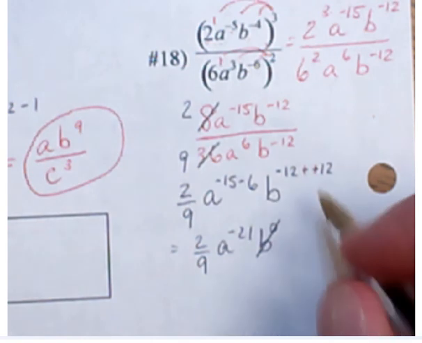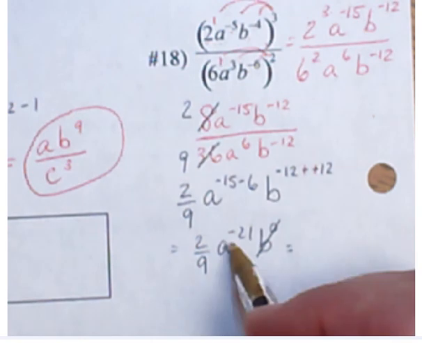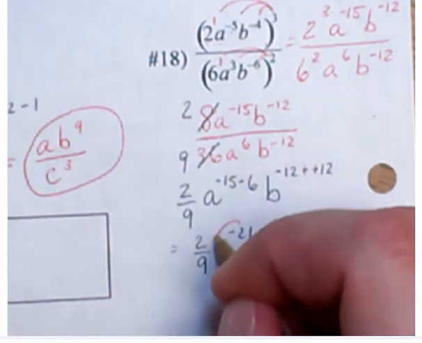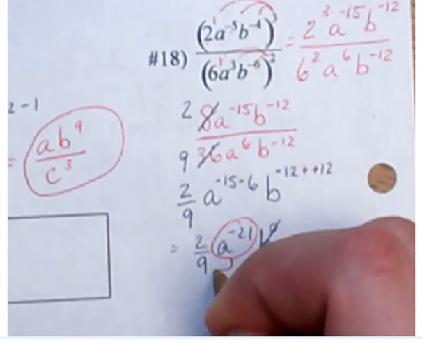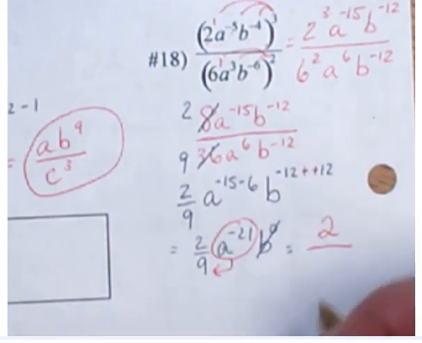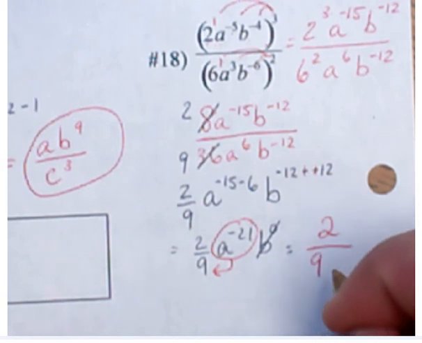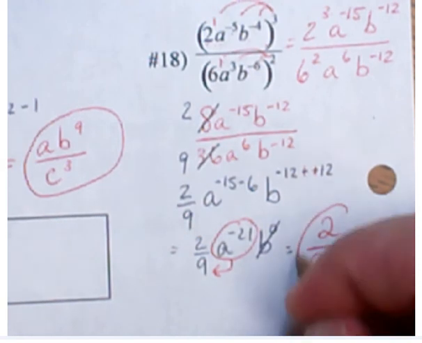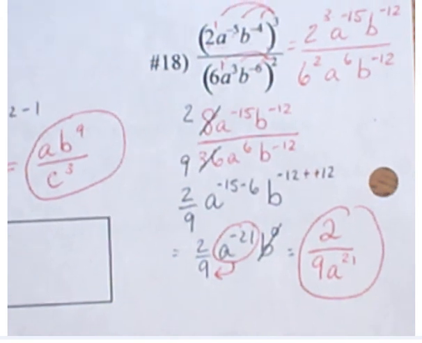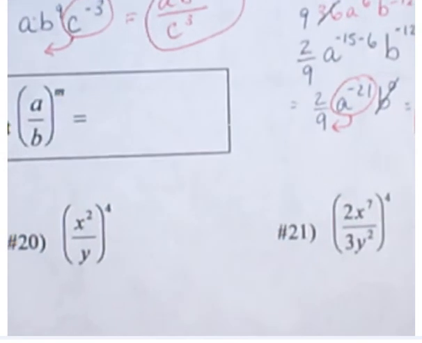The last thing here, this a to the -21, goes with the numerator. The problem is it's a negative exponent. So let's take it down to the bottom, and we get up top a 2, and then in the denominator you have 9a to the 21. Now that's a tough problem right there, but everything is step by step. Now we'll do a couple more examples here.